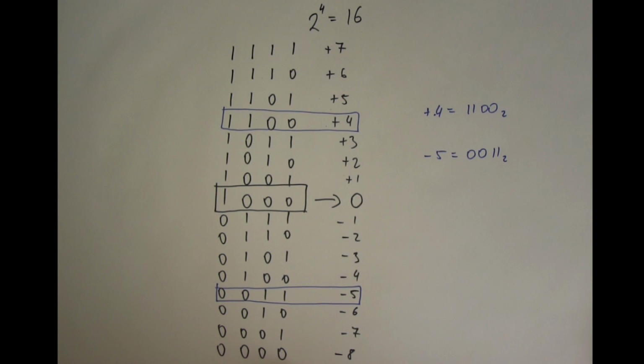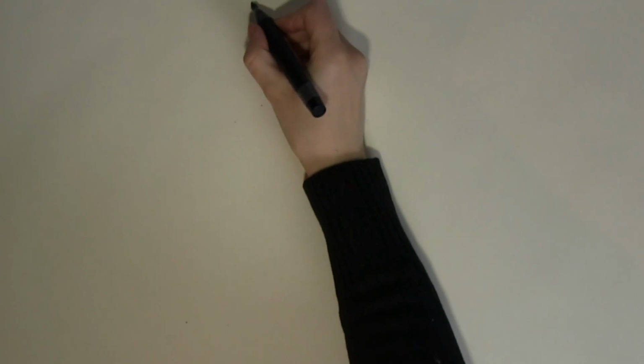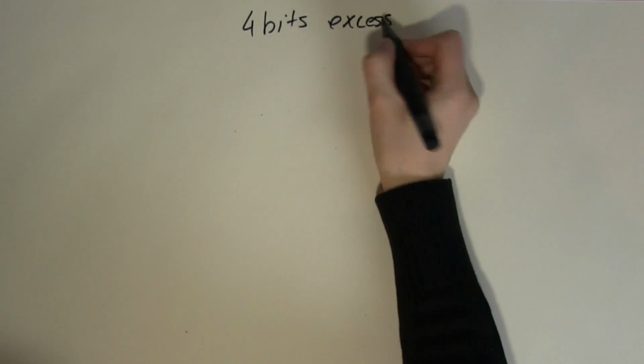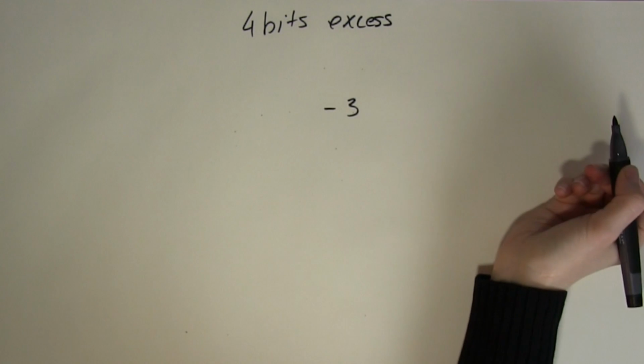Now you might ask the question, why do I want to write out every single possible combination when I only want to have, let's say, -3? So how can we go about that? Let's say you don't really fancy writing out all those things, so how can you have a shortcut? So you've got the 4-bit excess notation, but you just want to find, let's say, -3.